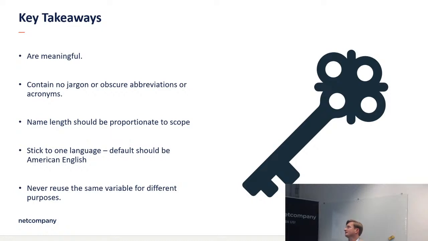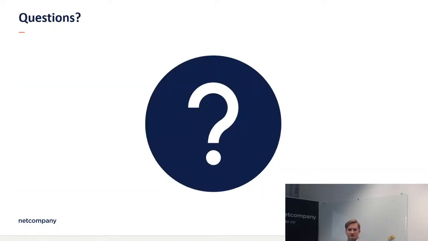So key takeaways from today are that names are meaningful, they contain no jargon or obscure abbreviations and acronyms. They have a length that is appropriate to their scope. They stick to one language, and you should never use the same variable for different purposes. And are there any general questions, maybe from the chat or from here?